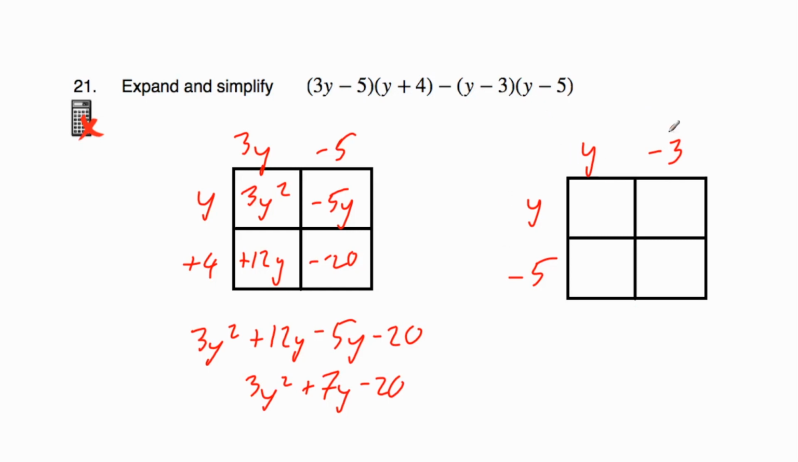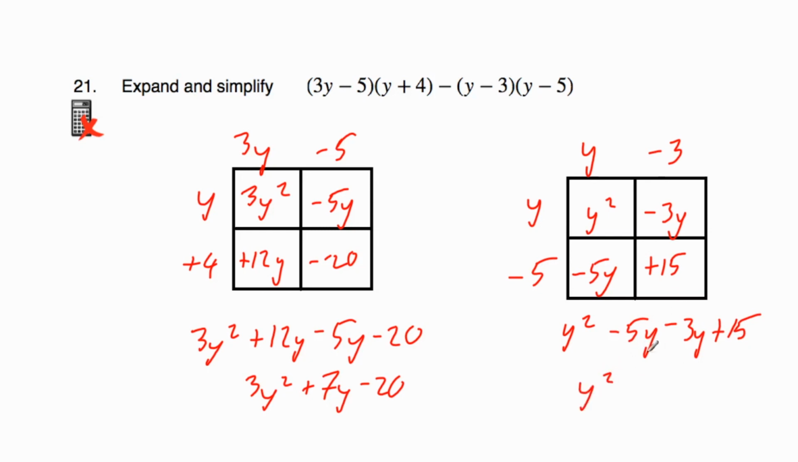So the next pair of brackets, we've got y minus 3, and then we've got y minus 5. So y times y is y squared. Y times minus 3 would be minus 3y. Y times minus 5 would be minus 5y. And a negative times a negative, negative 5 times a negative 3 would be positive 15. So that would give us y squared minus 5y minus 3y plus 15. And then if we collect our like terms here, we're going to get y squared, minus 5y take away 3y would be minus 8y, plus 15.